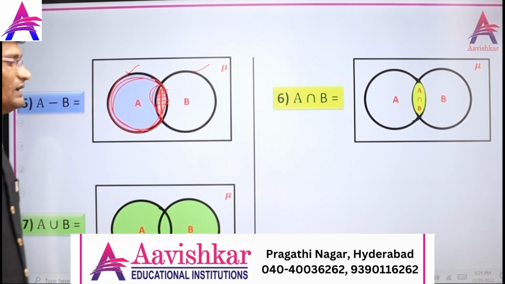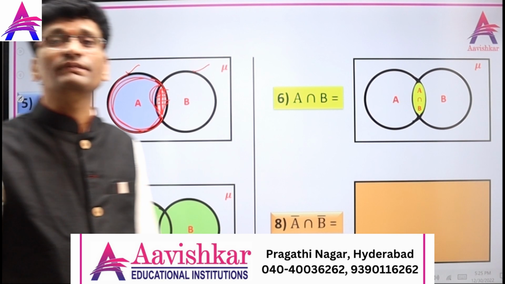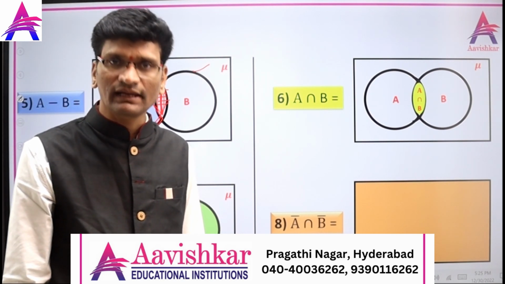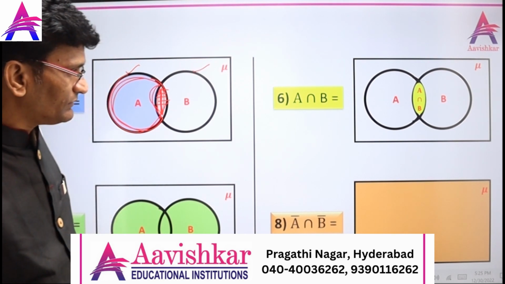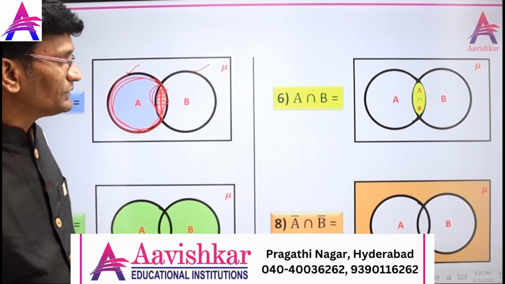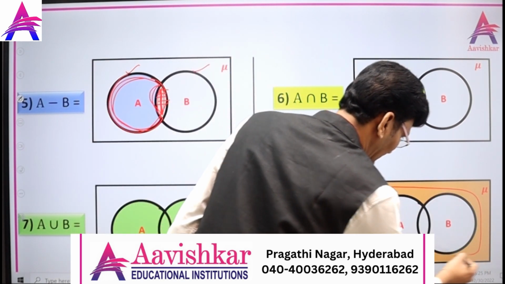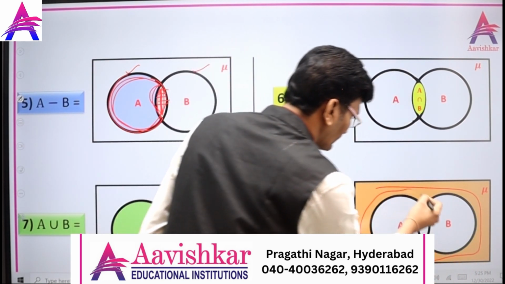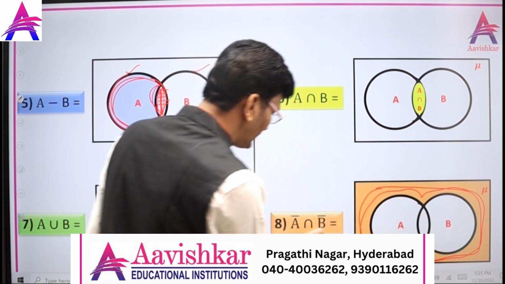Okay. Next, it is A bar intersection B bar. We say neither A nor B. Neither A nor B. Let us see. This is the universal set and these are two sets A and B. The remaining portion is called neither A nor B. Already I told you, whatever the shaded portion, that will be the required.